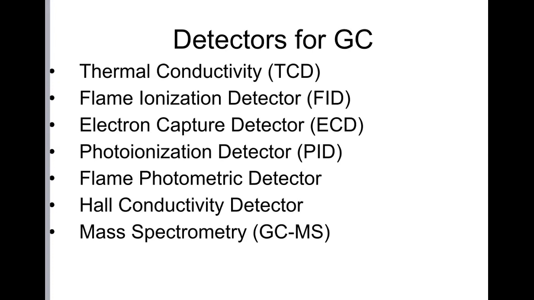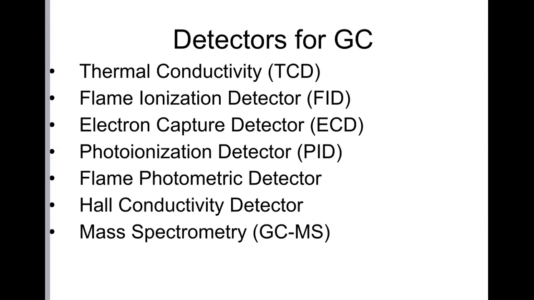We need a way to detect the presence of materials when they elute. And these are detectors. So for GC, there are many different types. This is a partial list of some of the more popular: thermal conductivity, flame ionization, electron capture, photoionization, flame photometric, Hall conductivity, and then we have the GC-MS.